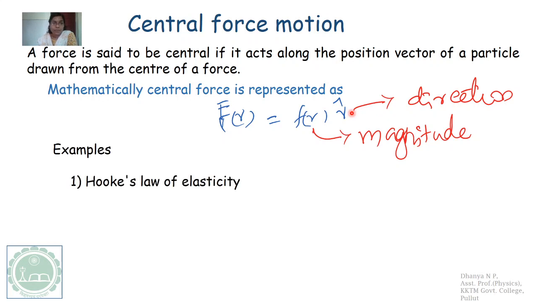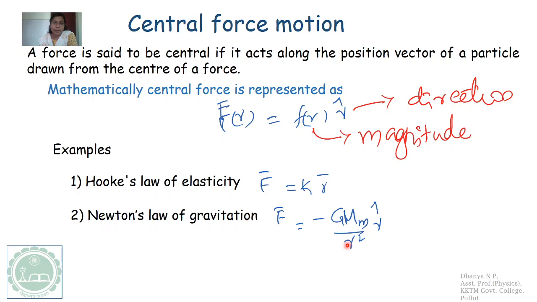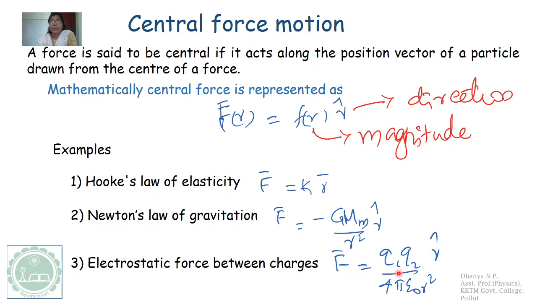Some examples of central force are Hooke's law of elasticity. We know Hooke's law of elasticity, F is equal to K into r. Second example is Newton's law of gravitation, F is equal to minus G m m by r square into unit vector r cap. Another example is electrostatic force between charges, Coulomb's law of forces, F is equal to q1 q2 by 4 pi epsilon 0 r square into unit vector r. These are some examples of central force motion.